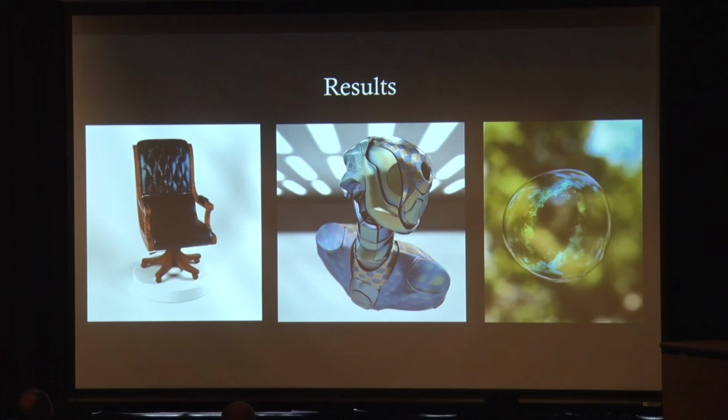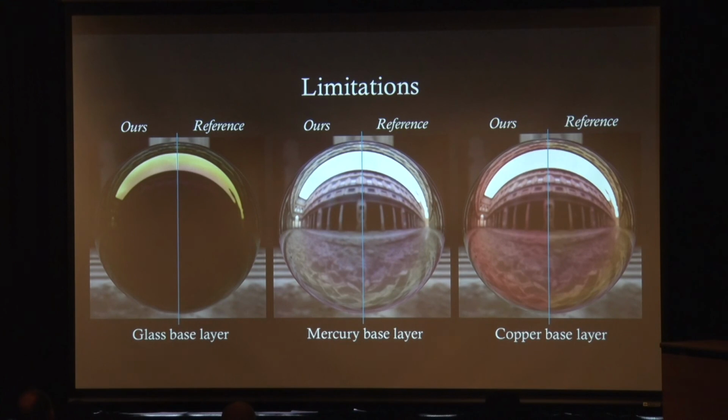So the method has some limitations. Another approximation we make to make it work is to assume that the index of refraction of the base material is also smoothly varying per color channel. So it works for most materials like glass or mercury, but some materials like copper create approximations that are not as good, as you can see in the comparison.